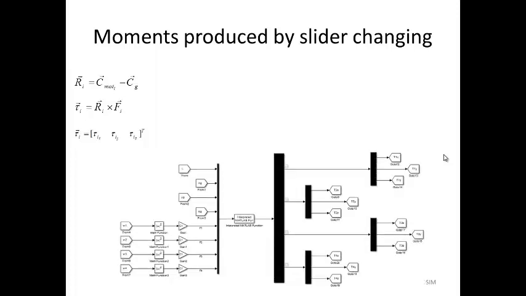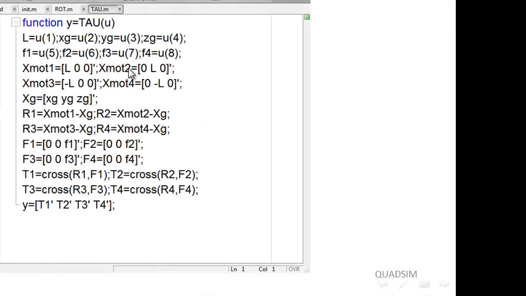But what about the moments produced by slider changing? As you know, the slider can produce a moment. We name it tau. Tau for every motor is a vector with three values: tau sub ix, tau sub iy, and tau sub iz. But what about the function that can be displayed here? The function is written in the MATLAB editor, and you can see the cross product.